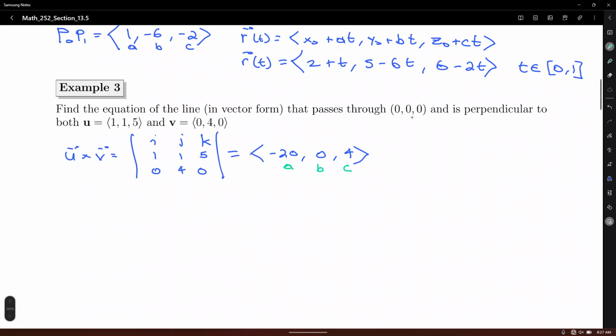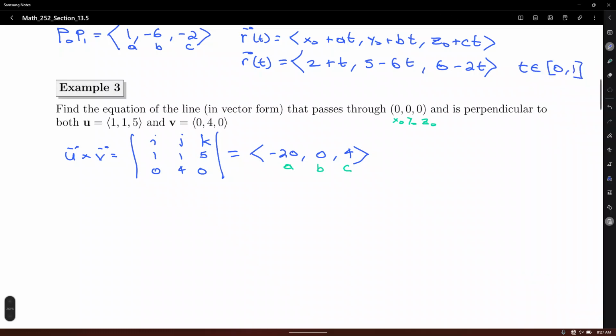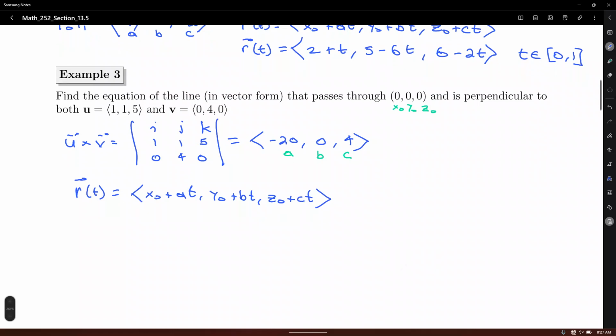Everything else we already have. We have the initial point. This one is x naught, y naught, and z naught, right? And it's all zeros. Okay. So let's write r of t again. That equals x naught plus at, y naught plus bt, and z naught plus ct. Okay? So let's just substitute the values.